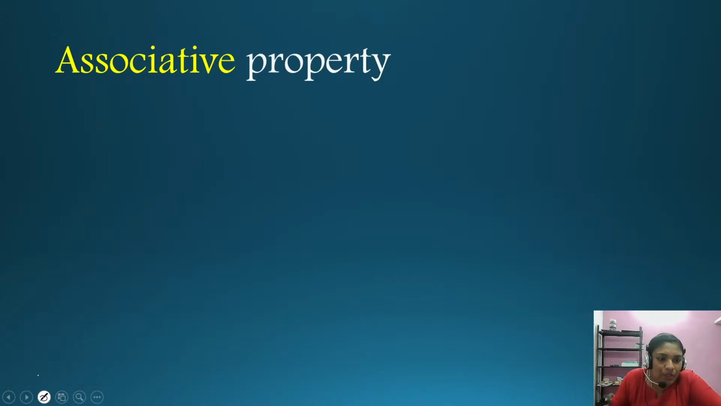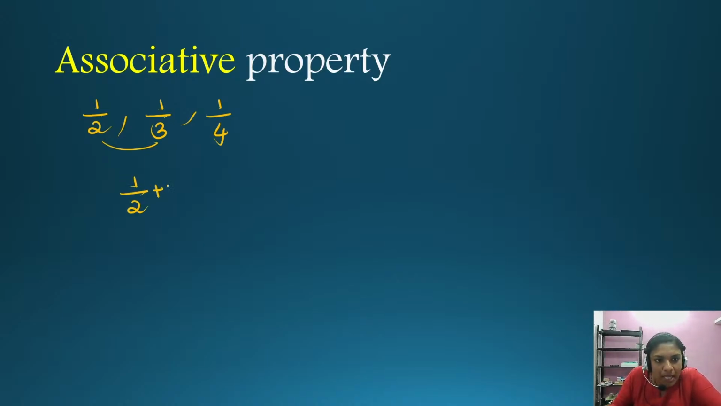Now we are going to check whether this is satisfied by addition of rational numbers. Okay, so for that we need three rational numbers. Let's take these three rational numbers. Okay, now let's group this one and this one.